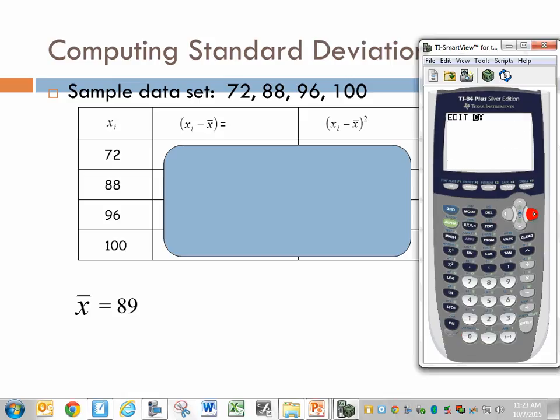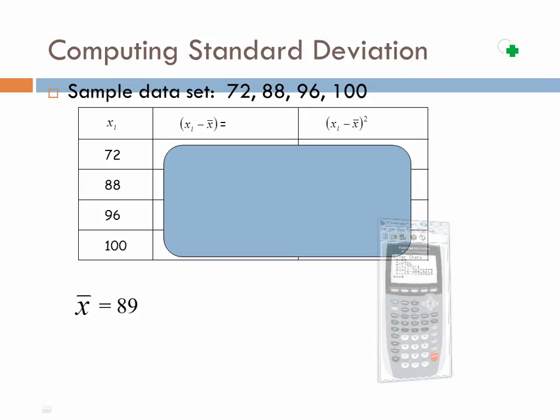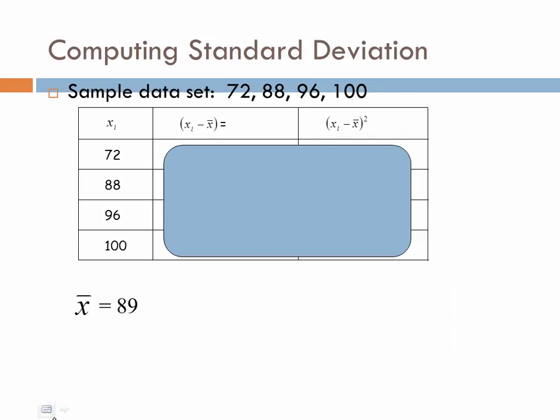Stat, calculate, 1 variable statistics, boom. If this was a population, we'd say it's 10.723. Instead, we know this is a sample data set, so we're going to be using this S of X. We found that our mean was 89, and this sample standard deviation is 12.38, okay? That kind of shows us the spread of our data compared to the mean of 89.